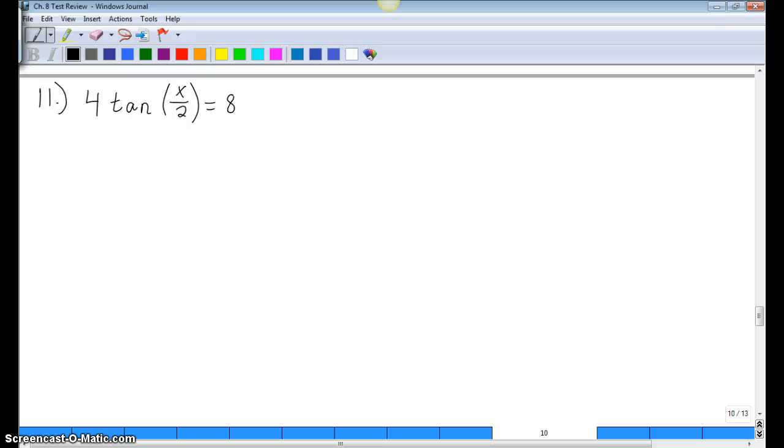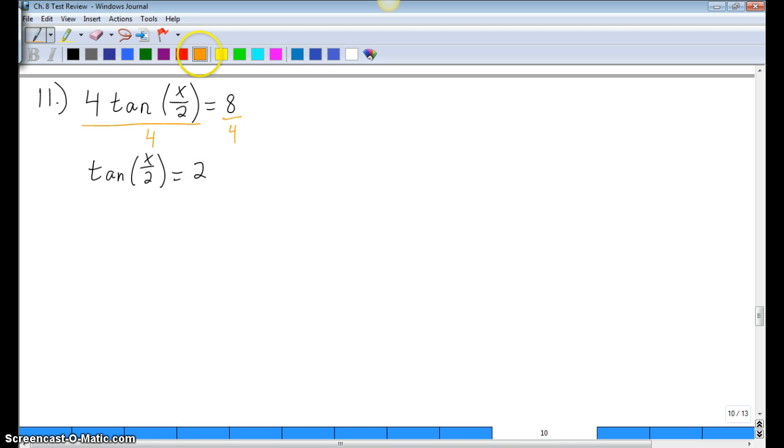All right, number 11 is very similar to number 9. We're gonna walk through it still, and I'll point out those few differences. So in the end, we're still trying to get x by itself. So we need to undo our multiplication of 4. So we get tangent of x over 2 is set equal to 2.